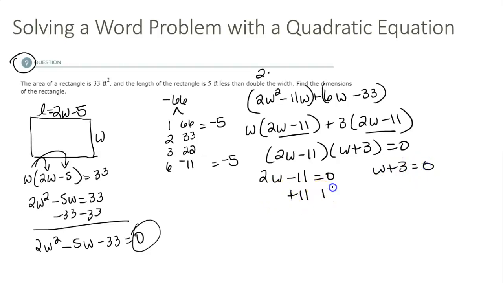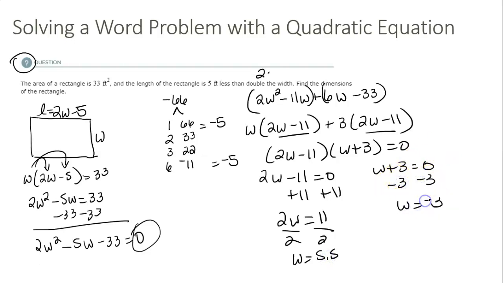Add 11 to both sides, so 2w equals 11. Divide both sides by 2, so the width is 5.5. Subtract 3 from each side. We can't have a negative width, so we're going to throw that one out. So the width is 5.5. The length is 2 times 5.5 minus 5, which is 6. So we have our dimensions there.